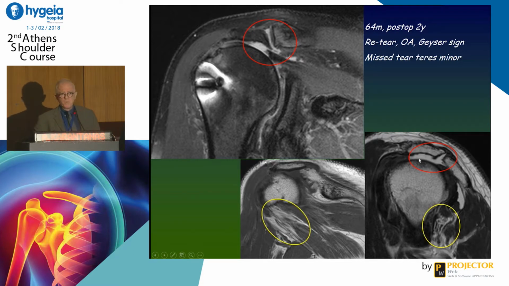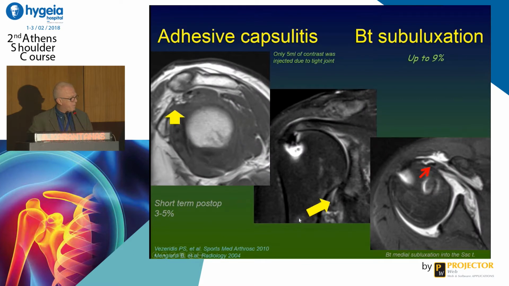In addition, we do see here a Goutallier 4 fatty infiltration and atrophy of the teres minor muscle because of a miss-tear by both radiologists and orthopedic surgeons 2 years before. Adhesive capsulitis may be seen quite often in the immediate postoperative setting, but it's not clinically important. Yet in a minority of patients, about 5%, it can show some clinical symptoms.